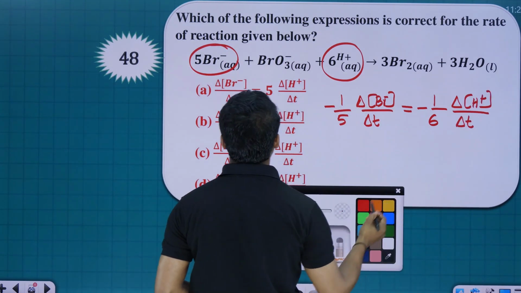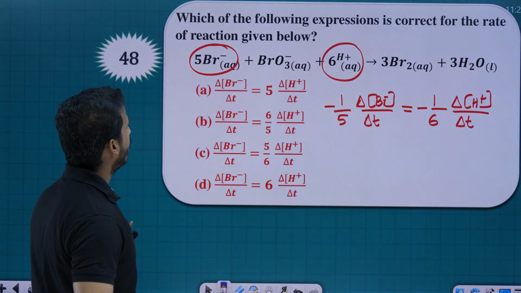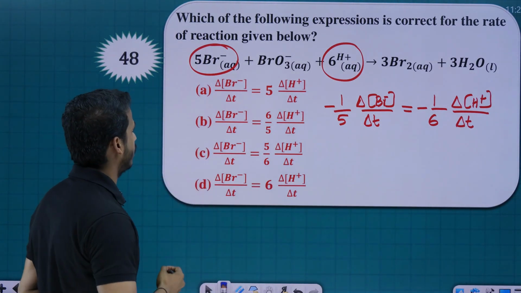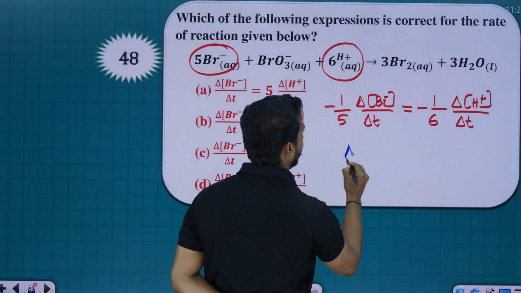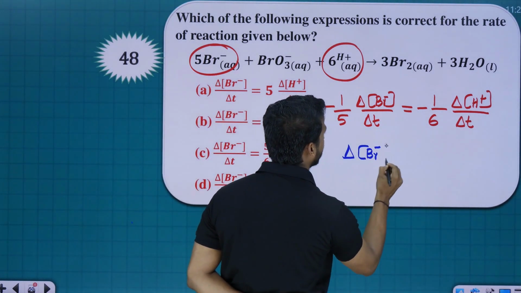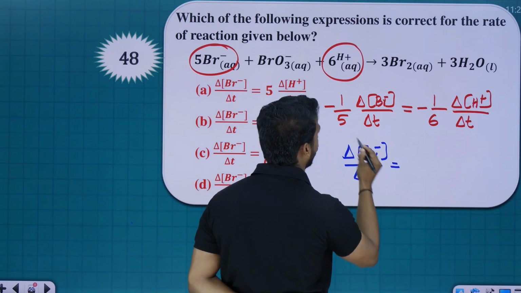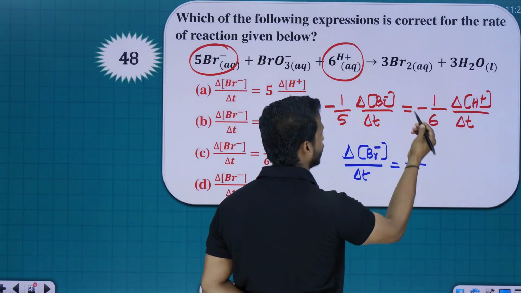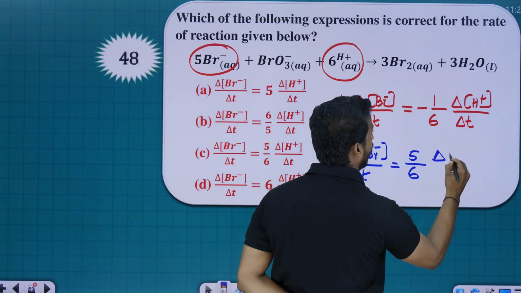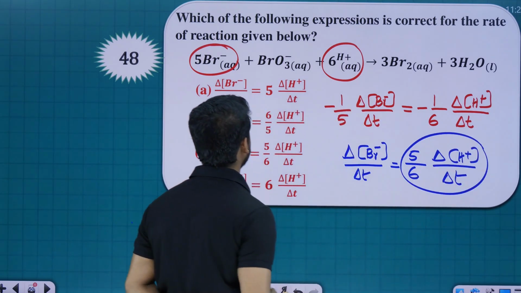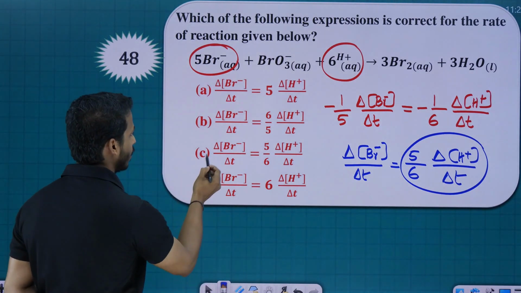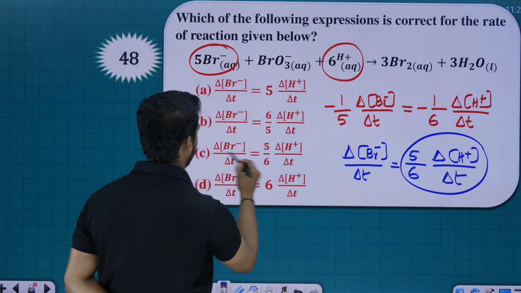So the question is this one. Which one is correct? Okay, delta Br minus, all of these are delta Br. So I can write delta Br minus delta T is equal to what? 5 by 6, right? Minus minus we can cancel. 5 by 6 into delta H plus divided by delta T. So where is this? 5 by 6. Delta Br minus dt equal to 5 by 6 into delta H, right?